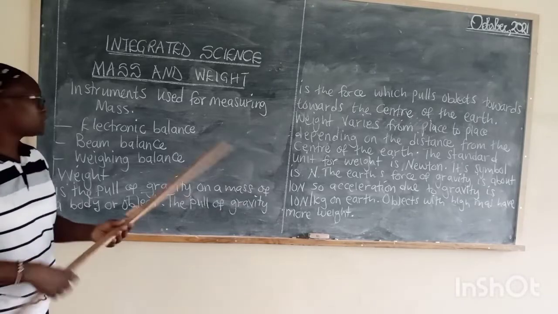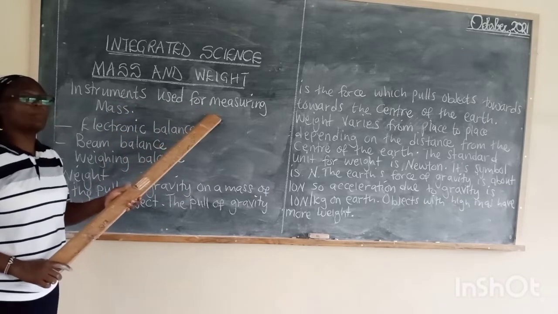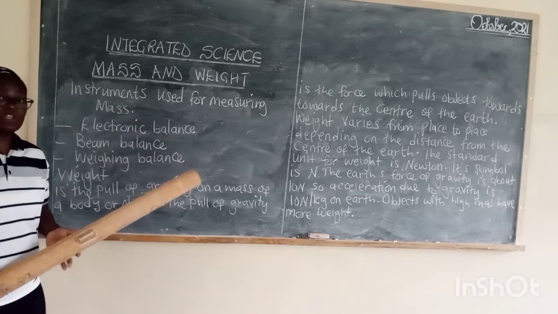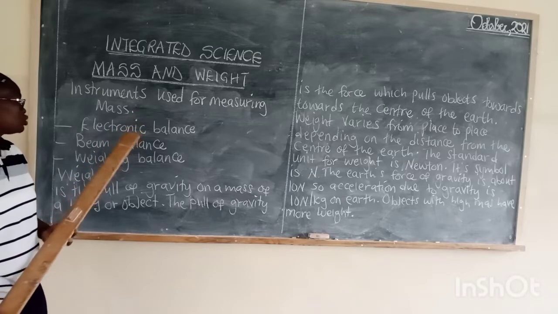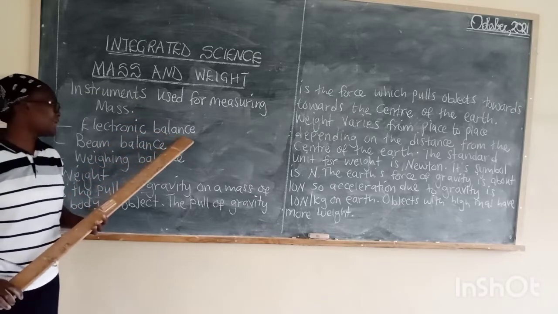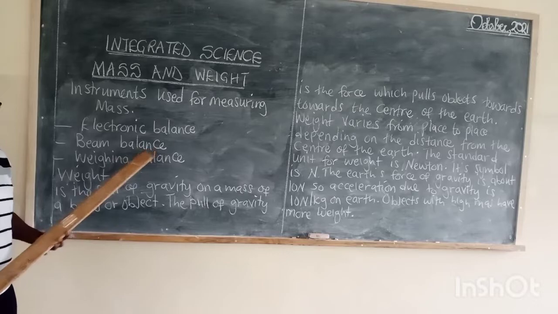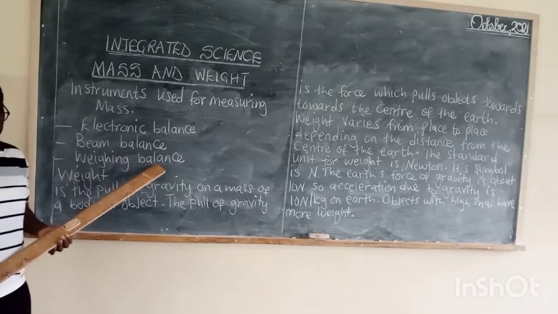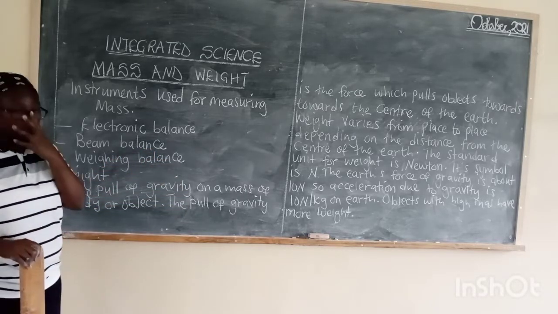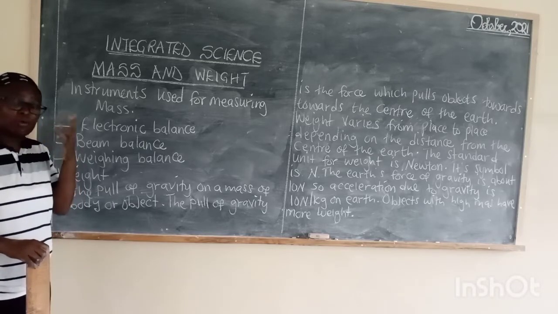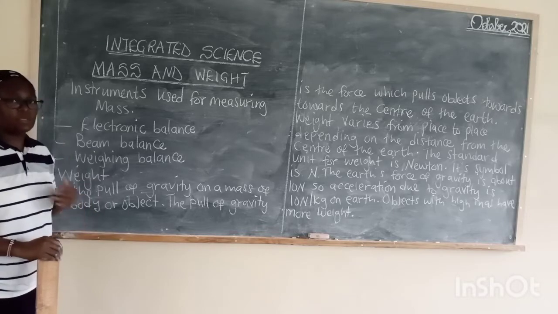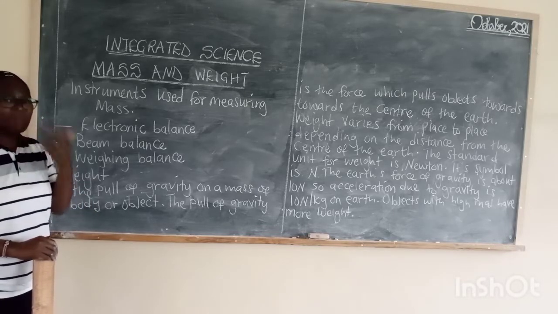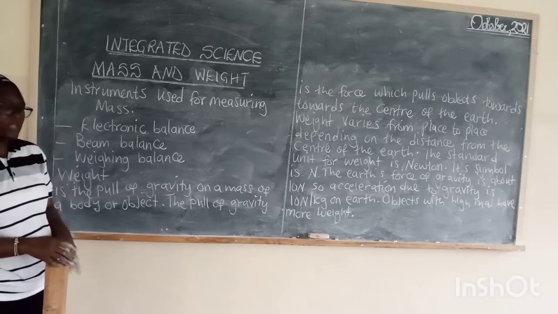Okay, now let's look at the instruments that are used for measuring mass. We have 3 instruments. You'll see a picture later on how these 3 instruments look like. We have the electronic balance, beam balance, and weighing balance. So we need to know how to convert and also how to use mass. Or rather, we need mass as we'll be calculating weight.